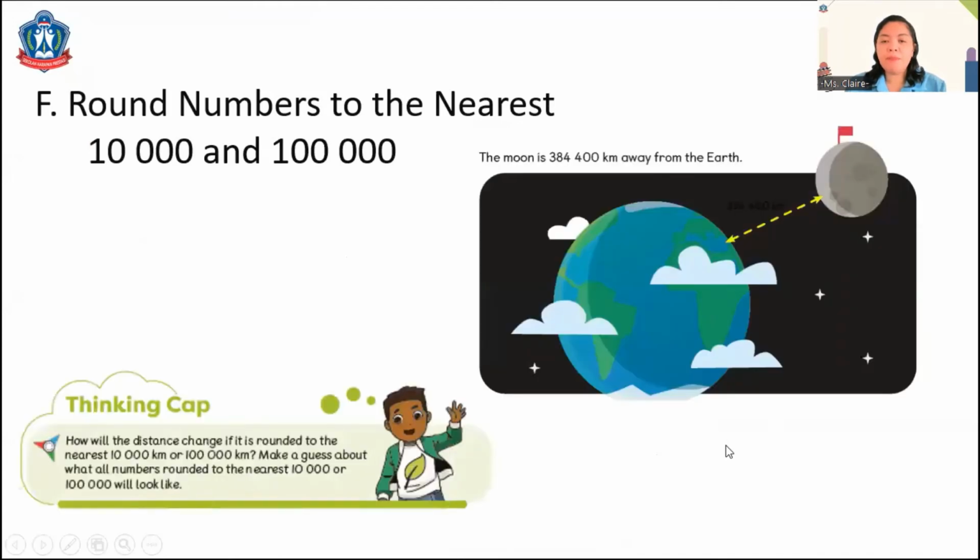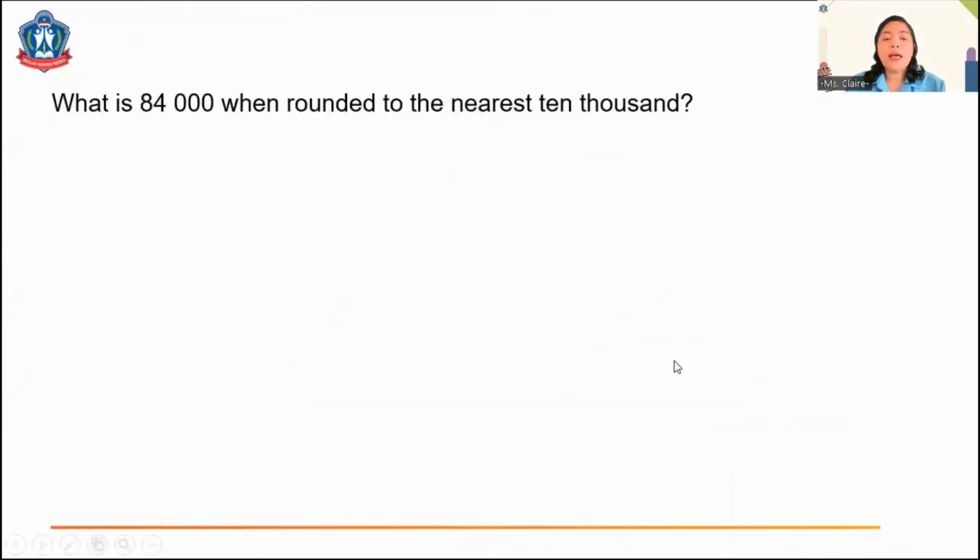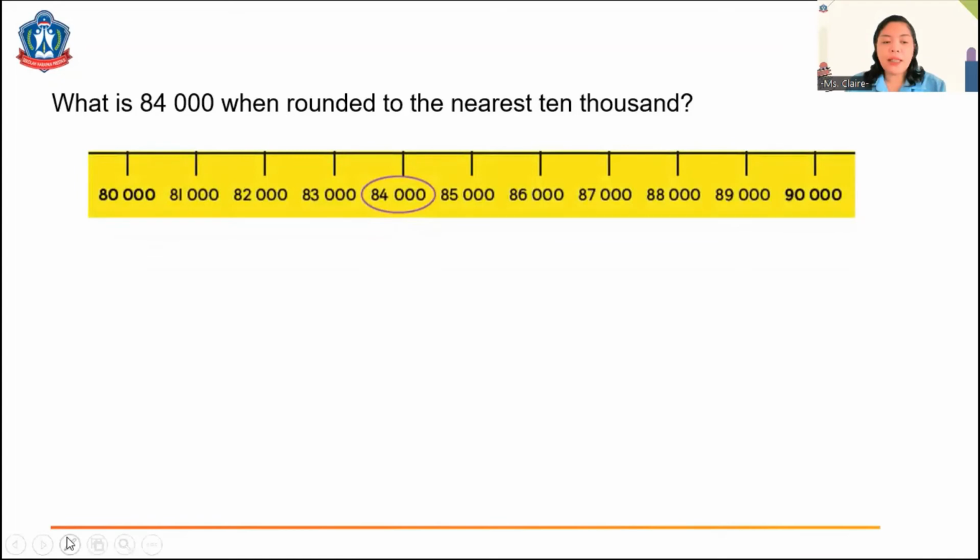Look at this picture. The moon is 384,400 kilometers away from the Earth. So how will the distance change if it is rounded to the nearest 10,000 kilometers or 100,000 kilometers? Okay? If you have something in your mind, you can share that during our class. Okay, I have here 84,000. So what is 84,000 when rounded to the nearest 10,000? Look here, 84,000 is between 80,000 and 90,000.